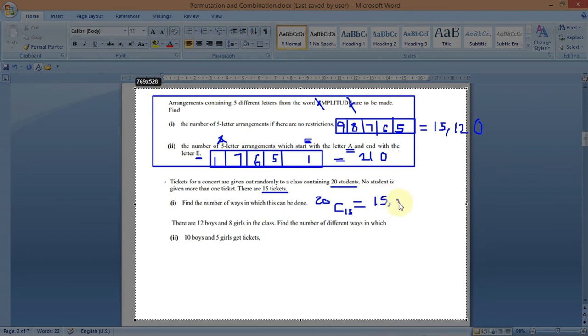15,504. The number seems to be quite big. How can it be 15,504? Yeah, but it's correct. I can't tell about that. Why is the number too large? What? That's a couple of over 10. Okay. So next question, guys.